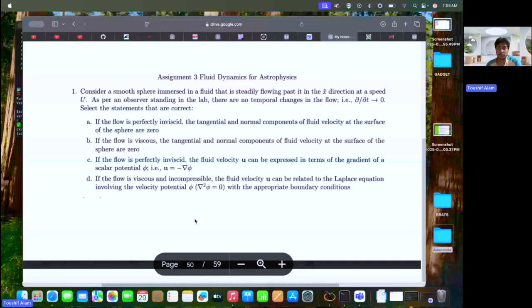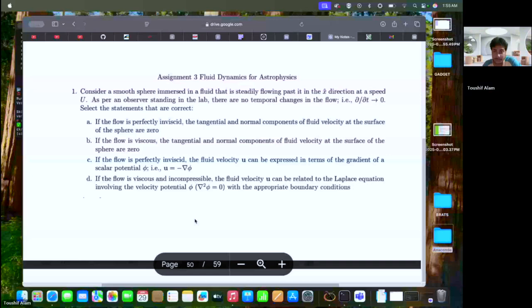So let me give you the answer. The flow is inviscid. So first take the situation where the flow is inviscid. There is no viscosity. So in this Stokes equation, the viscous term is absent, right? And the momentum equation only contains the partial derivative of the fluid velocity.